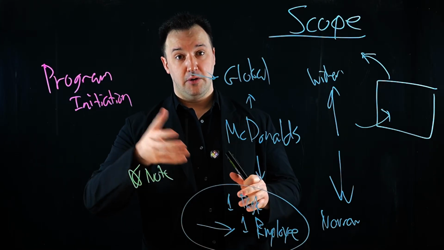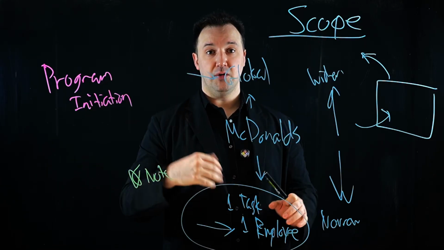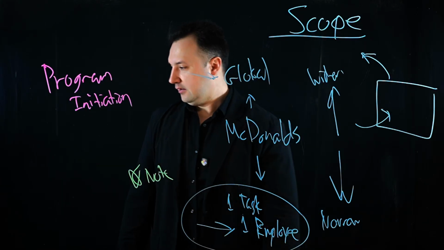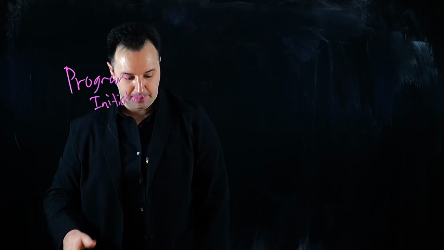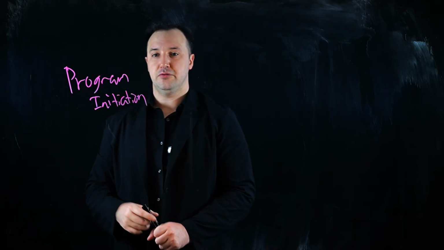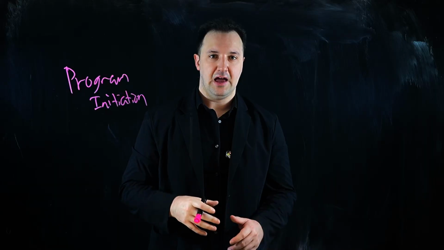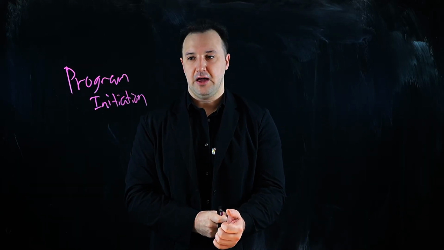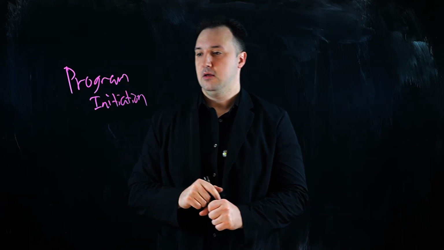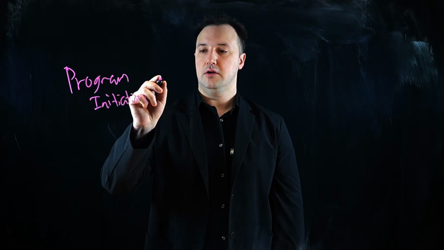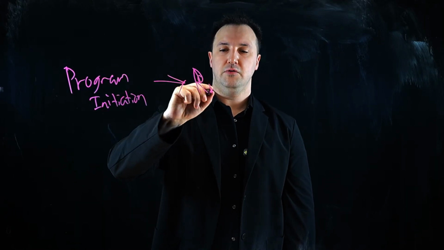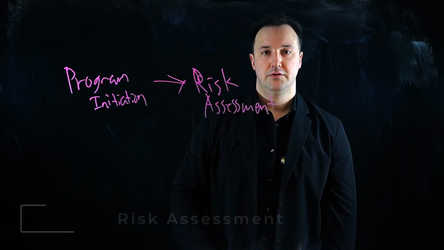Okay, with that note, I'm going to erase this and go back to what that whole process is. We have program initiation. After program initiation, you've figured out your program, the budget you're going to have, what your scope is going to be. You're going to get on to the next step, which is risk assessment. So you're going to do a risk assessment.